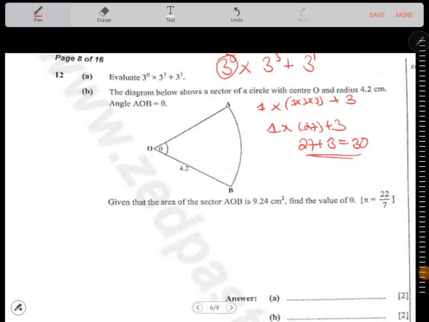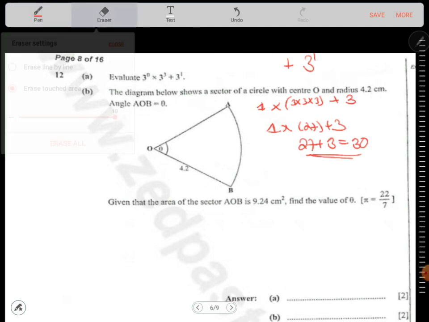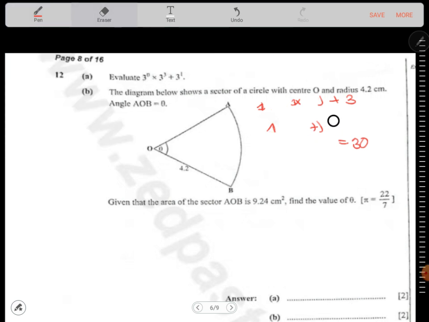Then B says, the diagram below shows a sector of a circle with the center O and radius 4.2. Angle AOB is theta. Calculate the area of the sector AOB. Given the area, find the angle. So you've been given the area, hence you've been asked to find the theta here.